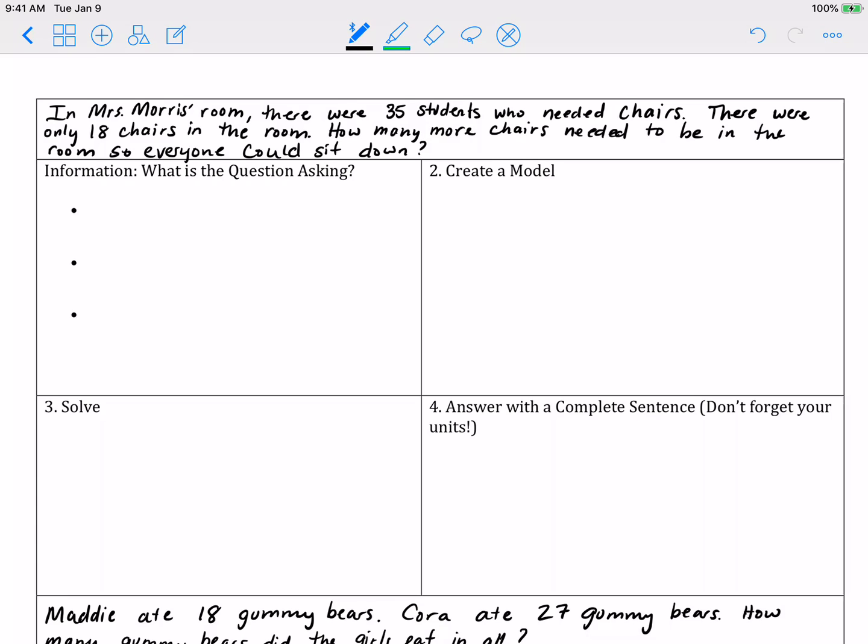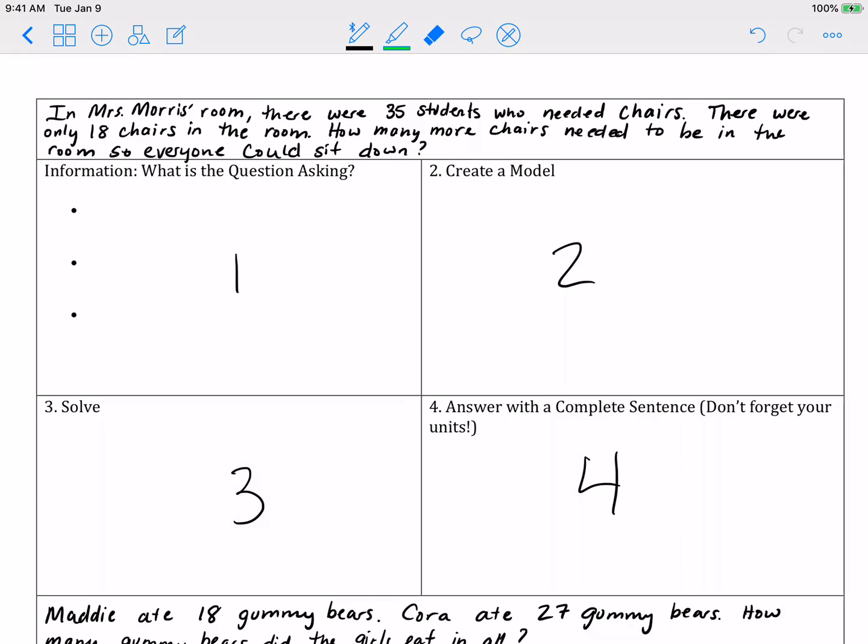Hey friends, today we're going to be working on word problems. In third grade we have a little model that we use to help with word problems. So I like to use this little grid here. It has 4 parts.